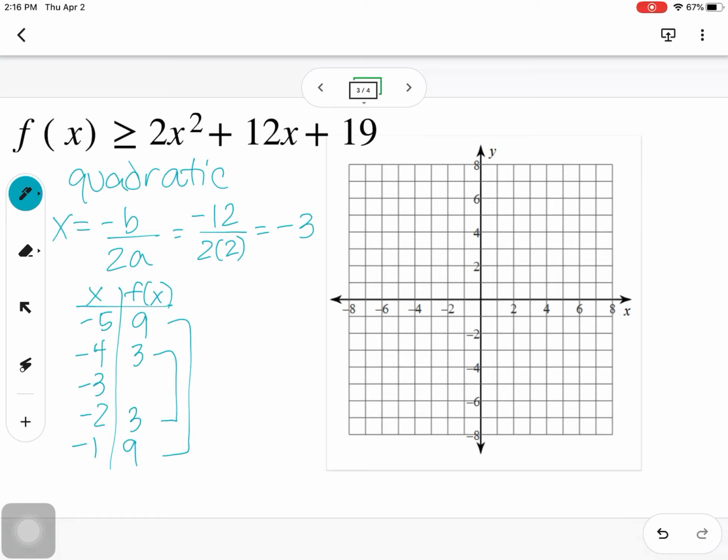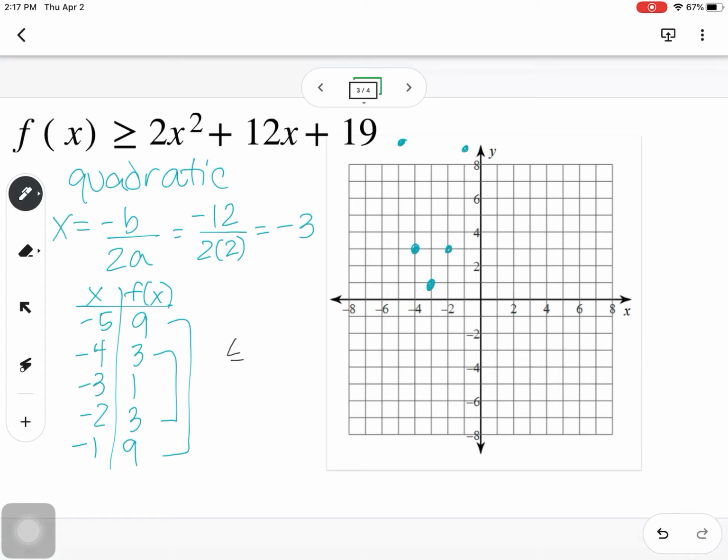And again, that means I also know there is a 3 at -2. And then when I plug in -3, 2 times 9, because that's -3 squared, plus 12 times -3, plus 19, gives me 1. So at -3, I am at 1. At -2, I'm at 3, and so at -4. And then I can get pretty close to having these 9s on the graph as well.